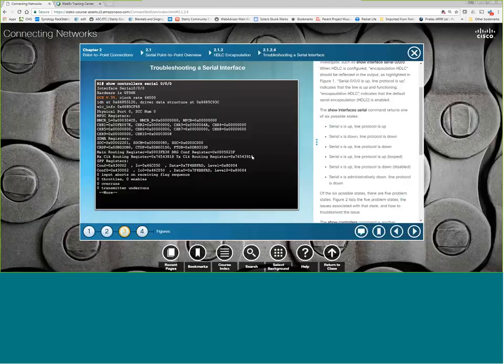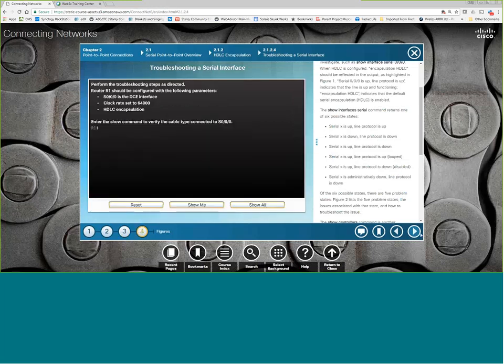But when you go in the lab, you'll see needing to put a clock rate on that serial interface.